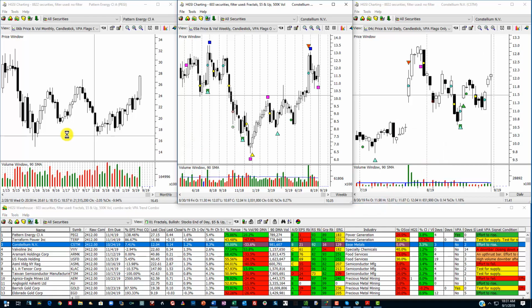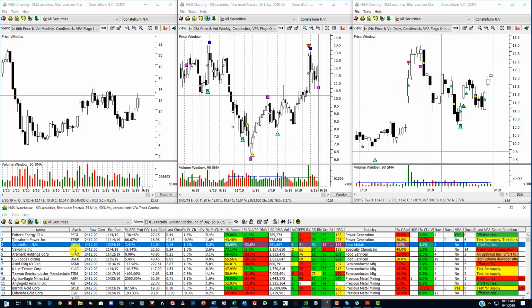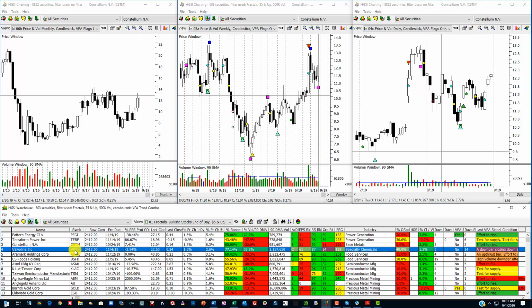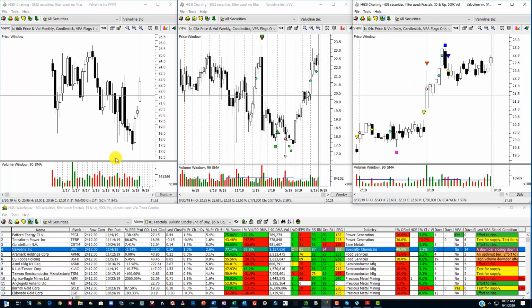Let's go to base metal. Starting to trend on the monthly. The weekly has been trending, a little choppy. The daily, kind of all over the place here. So try to locate the charts which are the tightest across the time frames if you can. Here's Valvoline.